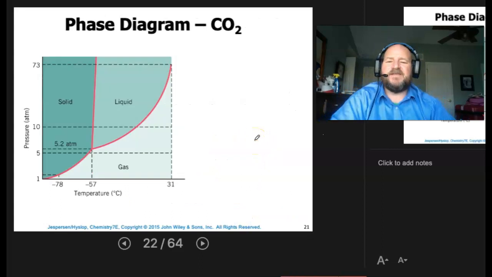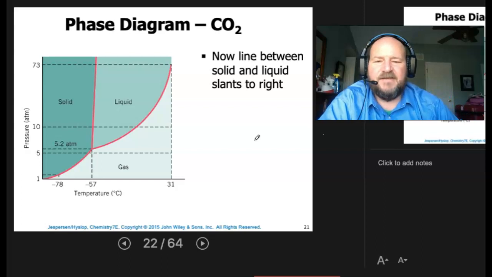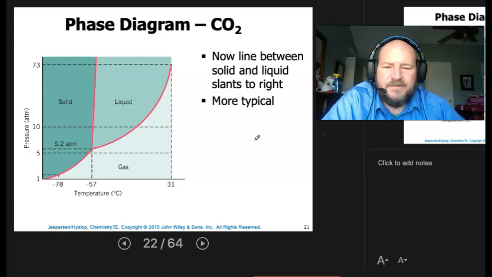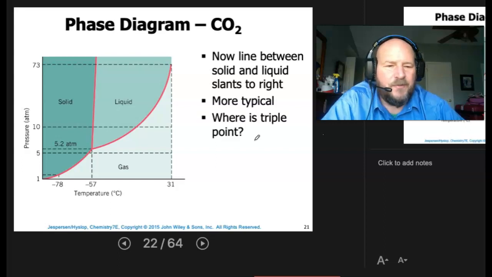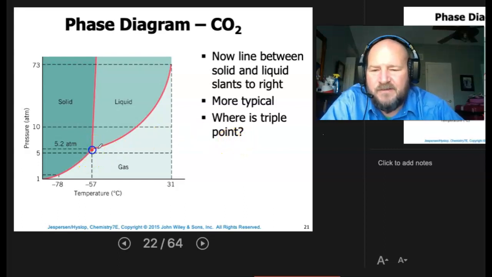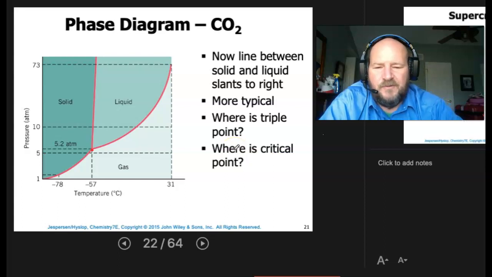All right, phase diagram for CO2. Now you can see the line is slanted, right? So now the line slants to the right. This is more typical, all right? Now, where is the triple point? Does that affect the triple point, or is the triple point still where all three of these lines meet? That's your answer, right? How about the critical points? Where are the critical points? Did that affect it? Nope, critical point's still right up here.